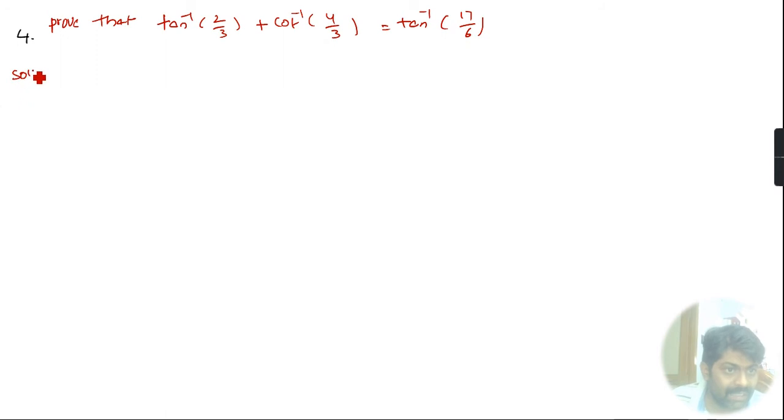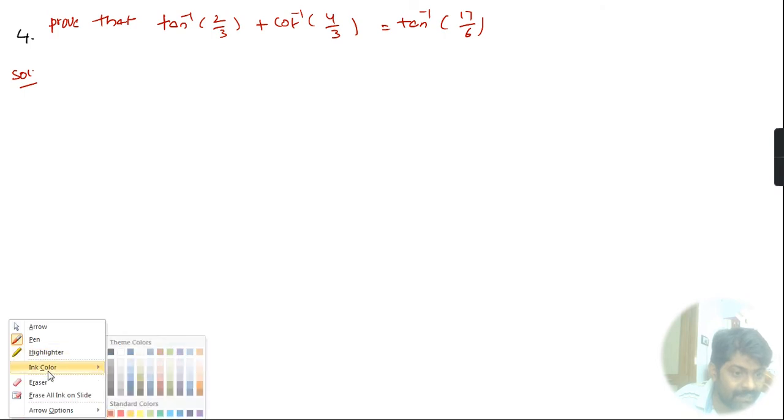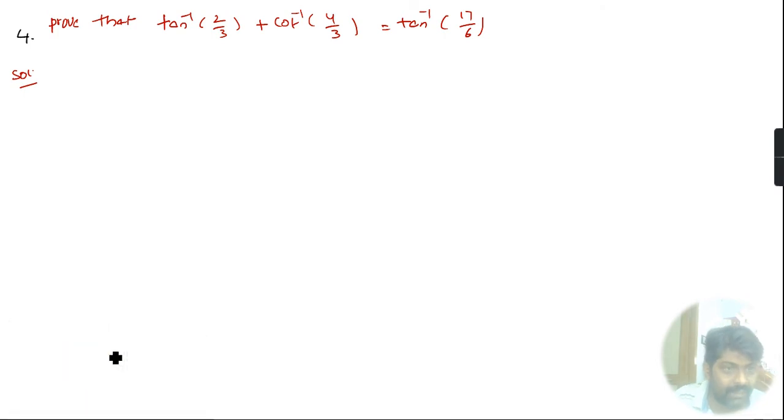So the solution is, first we have to take the LHS. The given LHS is tan inverse of 2 by 3 plus cot inverse of 4 by 3.